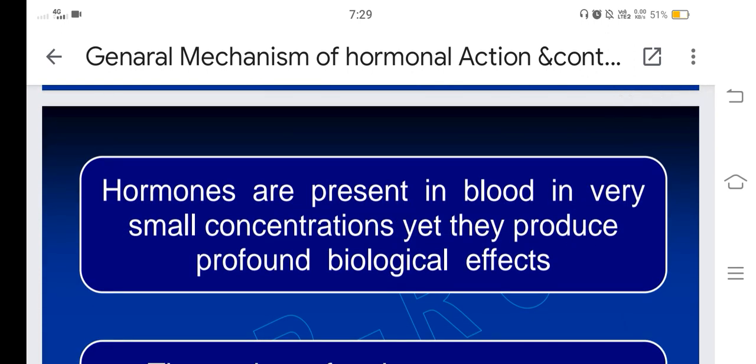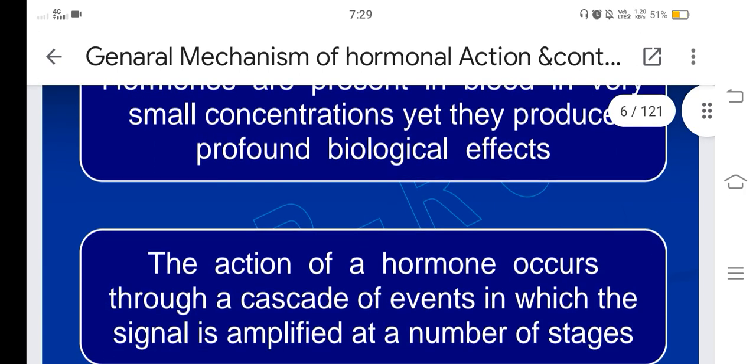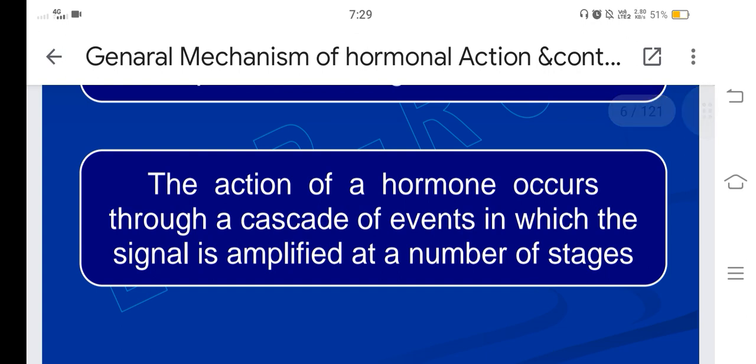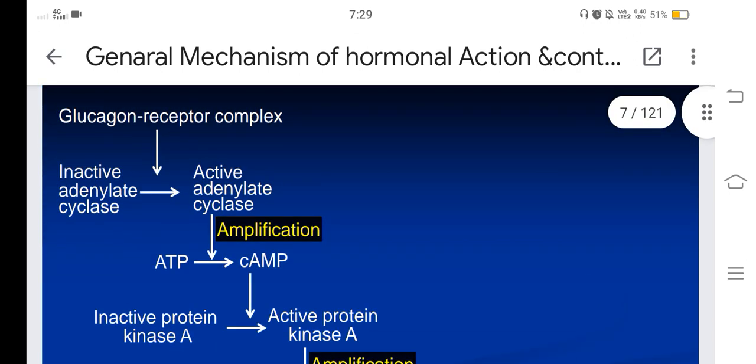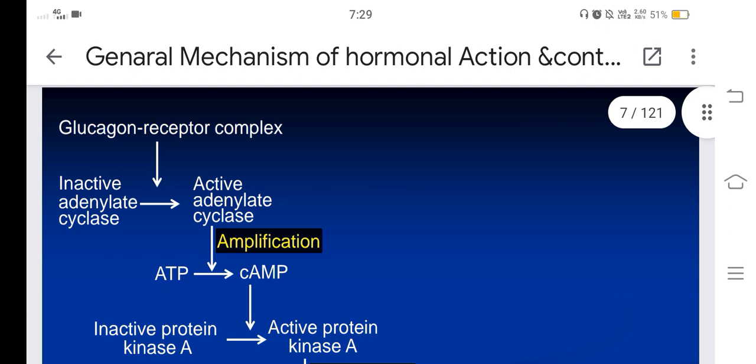So hormones are present in blood in very small concentrations, yet they produce profound biological effects. The action of a hormone occurs through a cascade of events in which the signal is amplified at a number of stages. Here you could see an example: glucagon receptor complex.